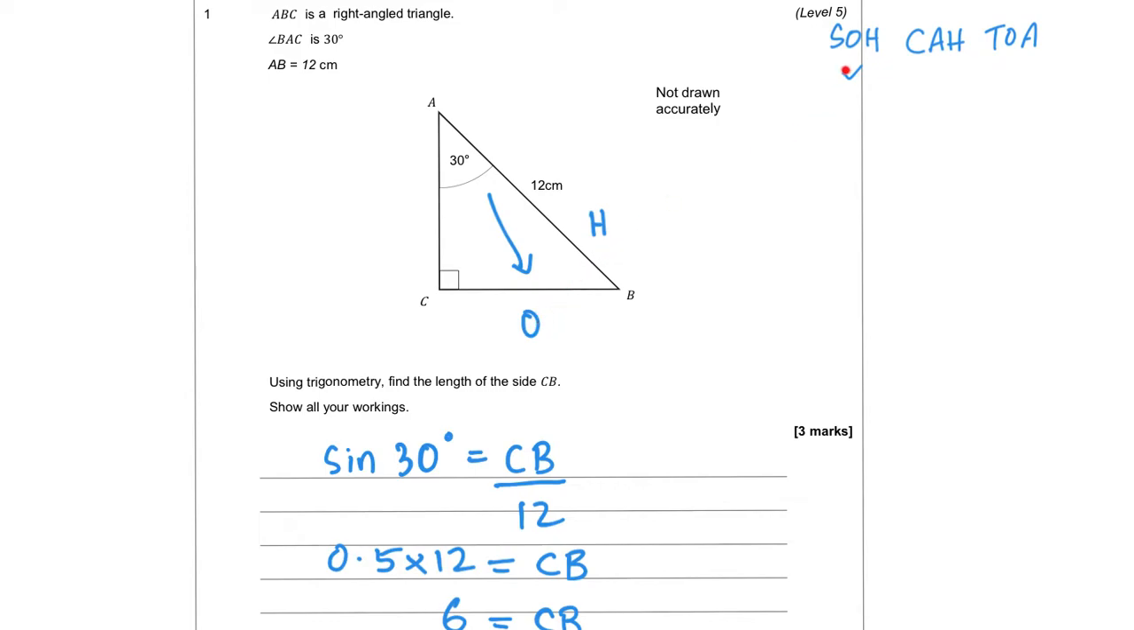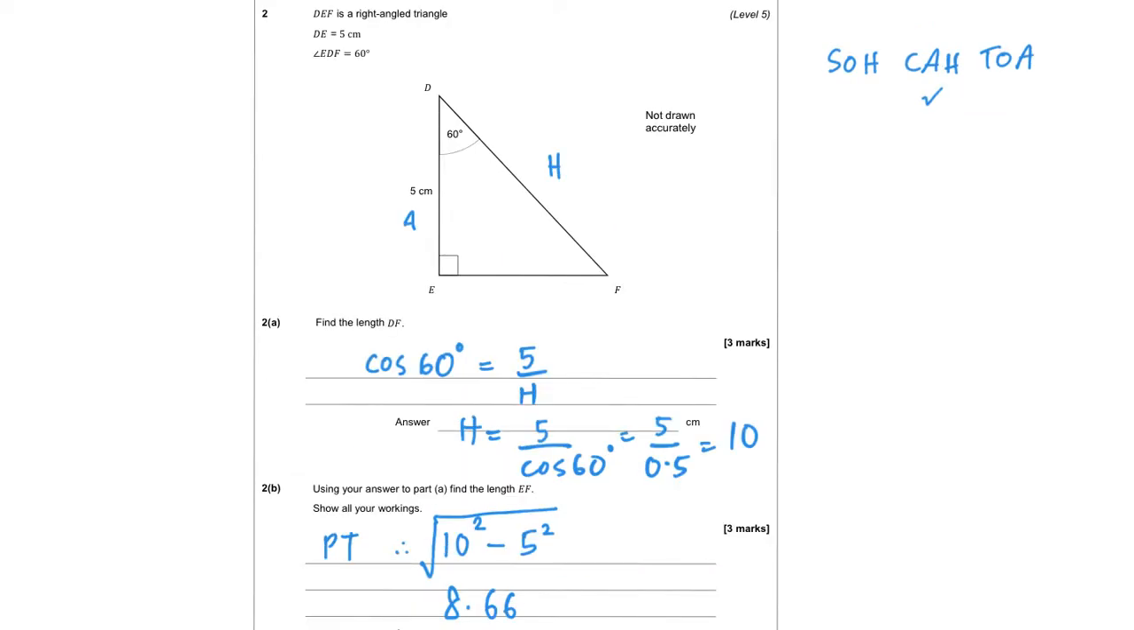O and H from SOHCAHTOA. O and H is sine. So it means that sine 30 equals CB, which is the opposite, divided by 12 centimeters. So sine 30° is 0.5, multiplied by 12, we get the length of CB, which is 6.